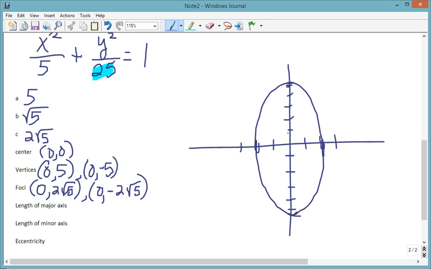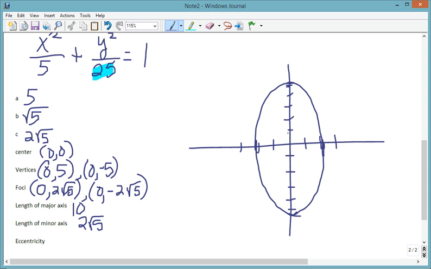The length of my major axis is 2a, so that's going to be 10. The length of my minor axis is 2b, so that's going to be 2 square root of 5.